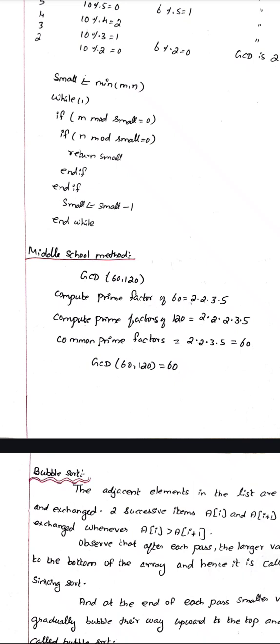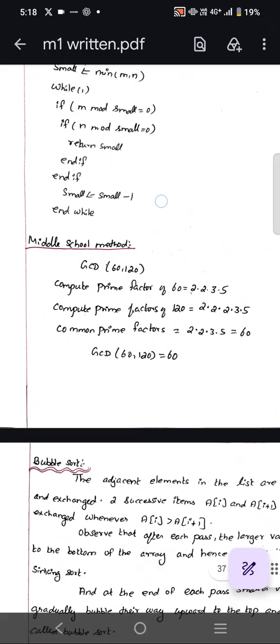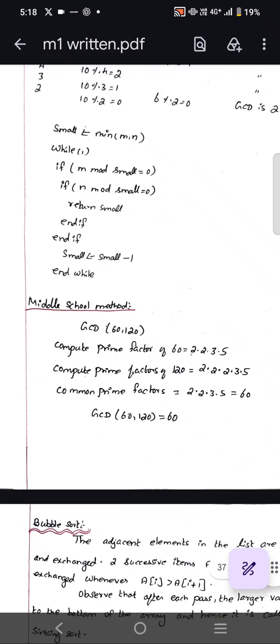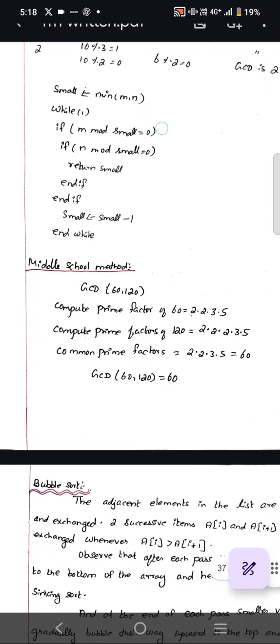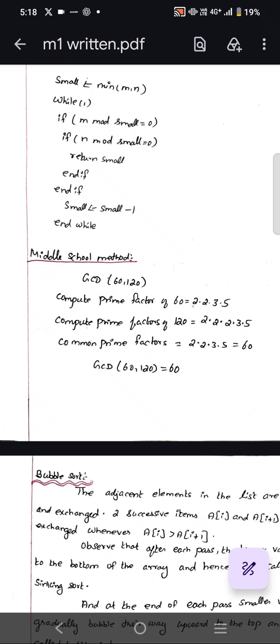Small equals the minimum of m and n. Then while true, if m mod small equals 0 and n mod small equals 0, return small. Otherwise small equals small minus 1. And the middle school method will be GCD of 60 and 120.